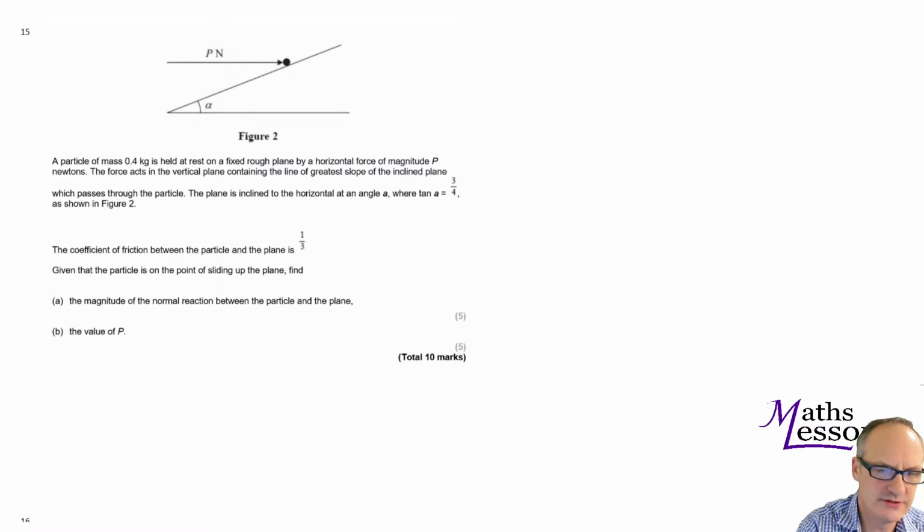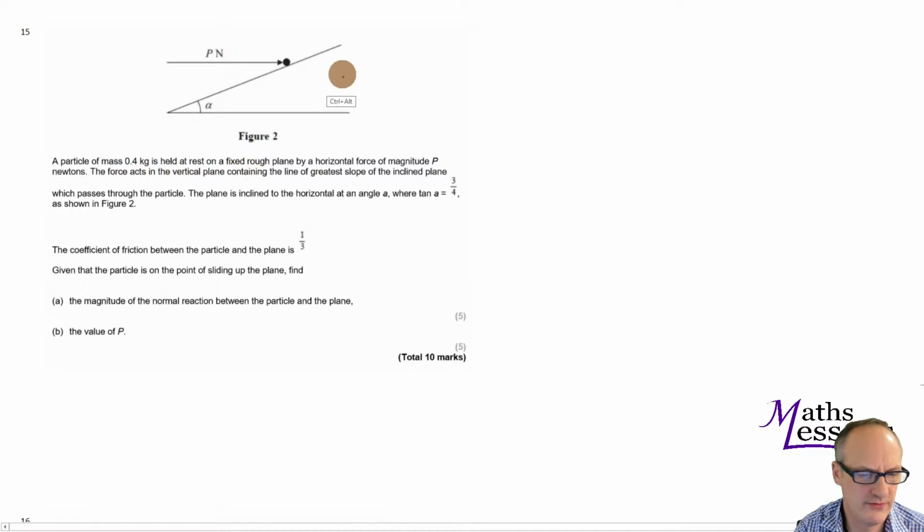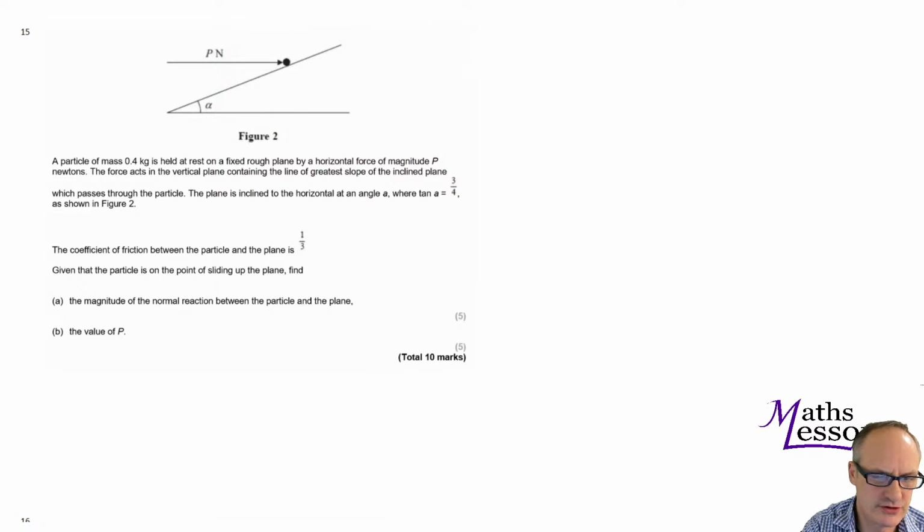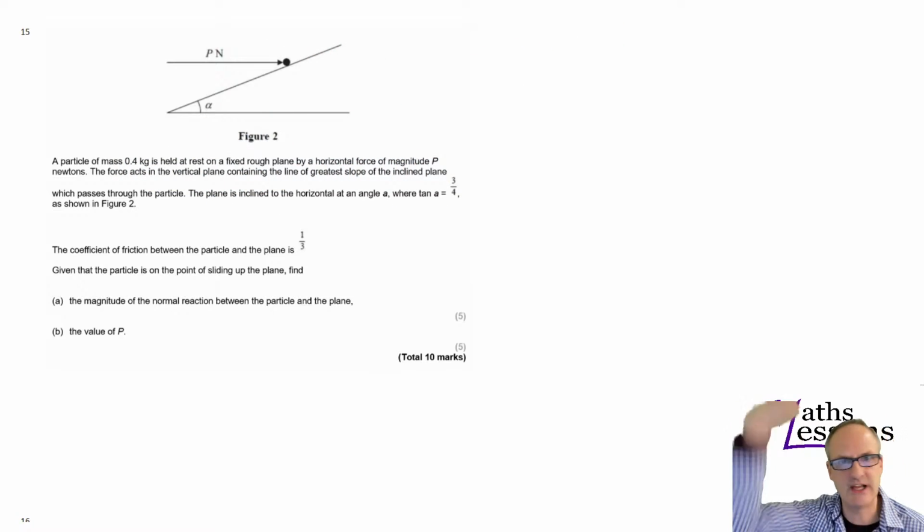Right, let's look at this question then. We have a particle of mass 0.4 kilogram being held at rest on a rough horizontal plane, so a rough plane, by a horizontal force P. So P is acting horizontally. The force acts in a vertical plane. What that means, if you just cut straight down through the plane, that's what is meant by the vertical plane.